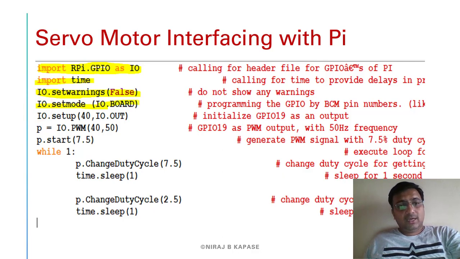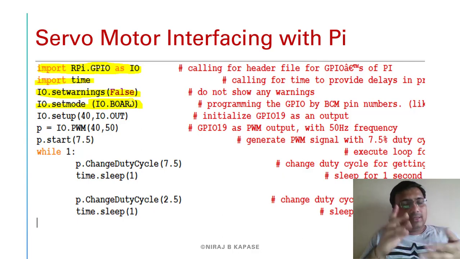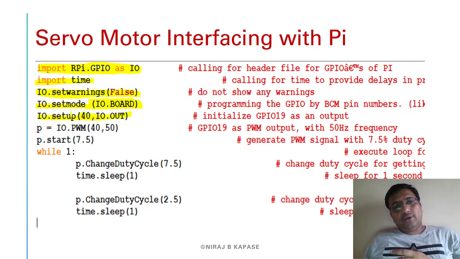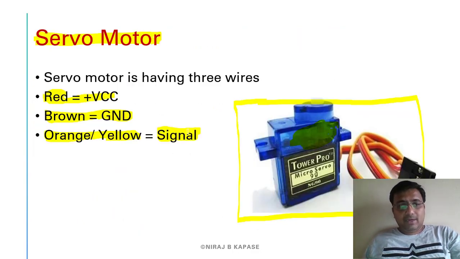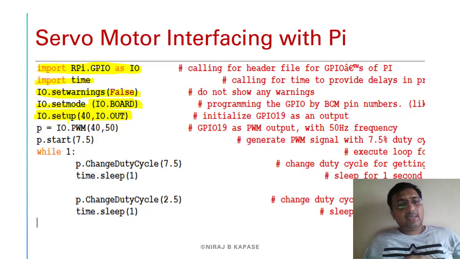GPIO.setmode. Here again there are three modes of operation. One is the board mode, second is the wiringPi mode, and third is the BCM mode. We are using the board mode here. Then GPIO.setup 40, GPIO.OUT. I'm going to connect the servo motor pin, this yellow color pin, to pin number 40. That's why it is GPIO.setup 40, GPIO.OUT.